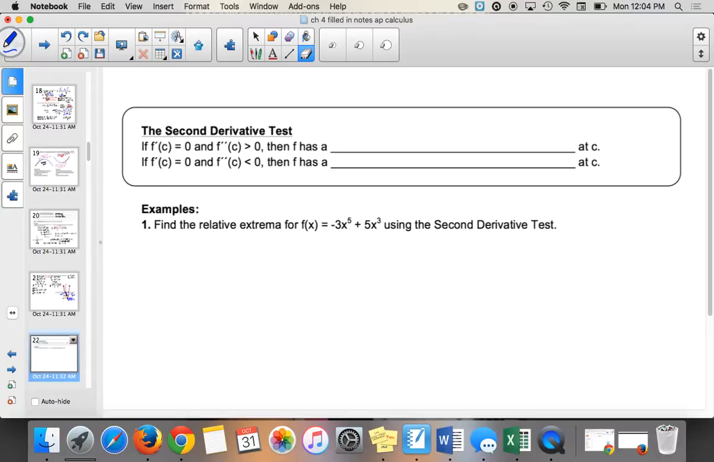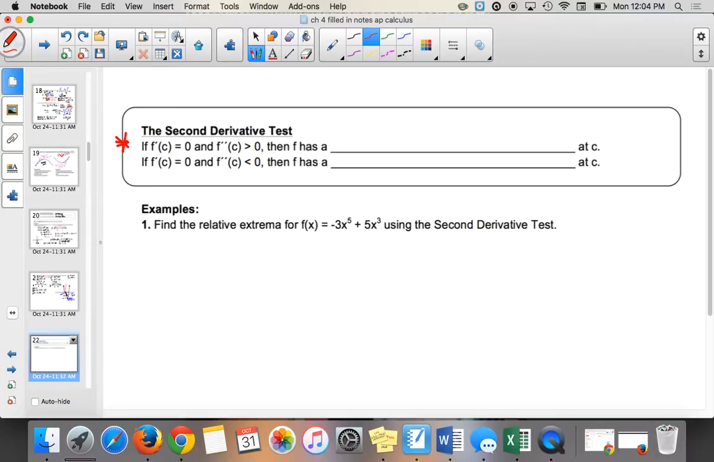All right, so f prime, so the second derivative test. Sometimes we don't have the original function. The AP test likes to do this with chart problems. So if we don't have the original, we use something called the second derivative test. This will be important. It says if f prime of c is equal to 0 and f double prime of c is greater than 0, then f has a blank at c.